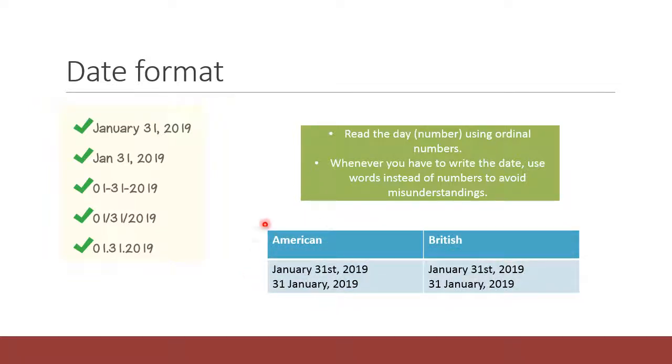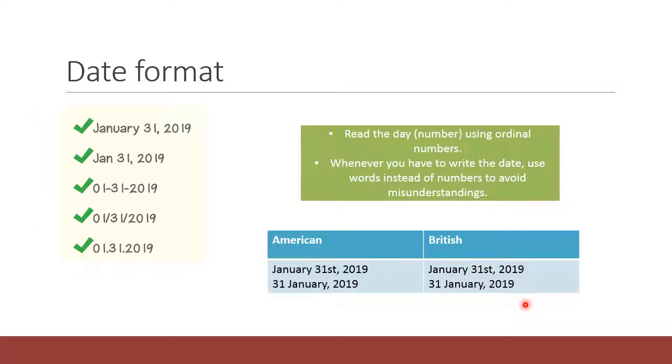Let's check some different styles of dates. If we talk about the American style, you can have the date like this, January 31st, 2019, or you can say 31st January 2019. If we talk about the British style, you can read it like this, January 31st, 2019, or the 31st of January 2019.